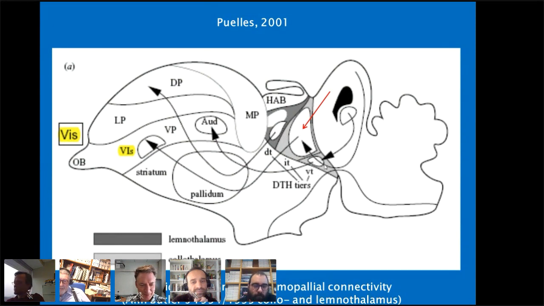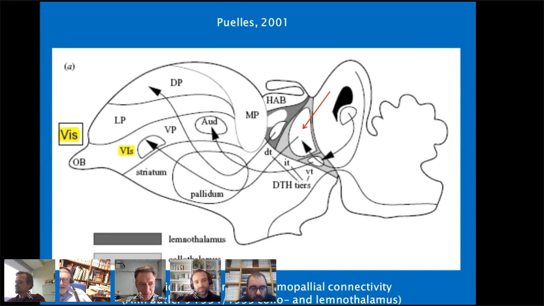People may think that thinking of three tiers is already too much, but since every single tier divides into, let's say, half a dozen to 10 definitive nuclei, that explains why the human thalamus may contain on the whole some 50 nuclei.